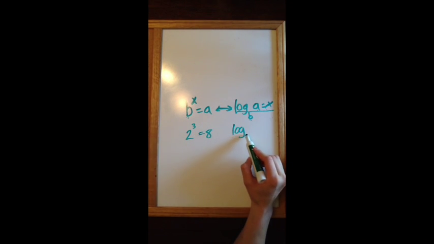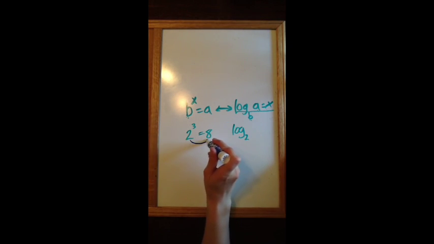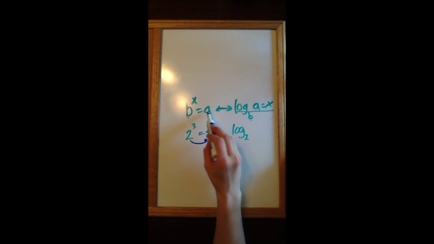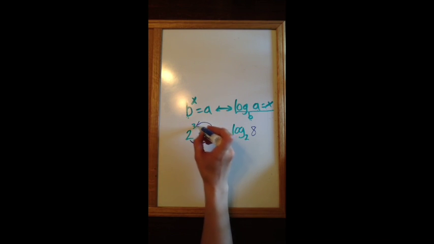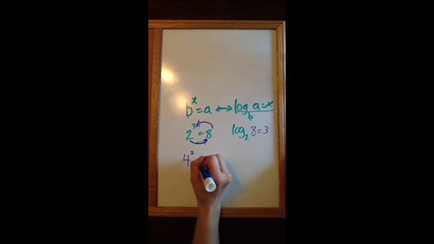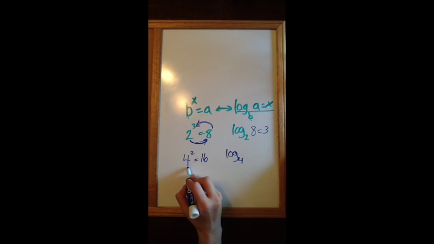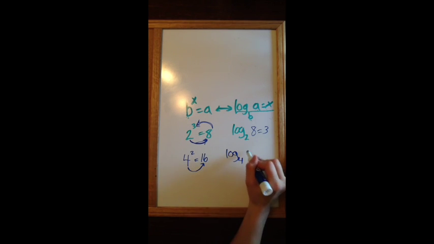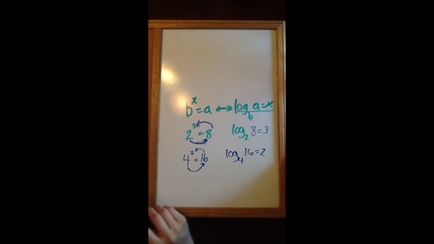So I'm going to do log base 2, and then we hop to the other side, because a was on the other side. So log base 2 of 8, and then we hop back to the other side, equals 3. So you've got this little hopping around the equals sign to go from exponential to log. If I had 4 squared equals 16, this would turn into log base 4, hop to the other side of 16, hop back to the other side, equals 2.